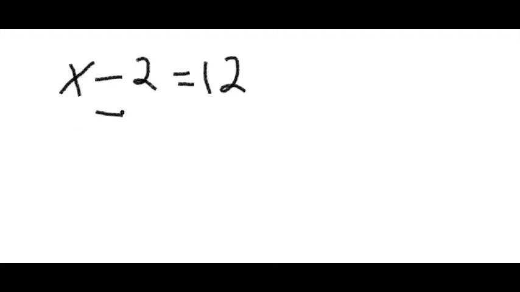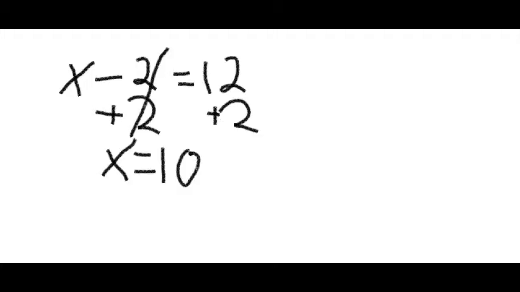I will do some examples with you. I have x minus 2 equals 12. We have to get x by itself. The easiest way to get x by itself is to add 2 to both sides. x equals 10.